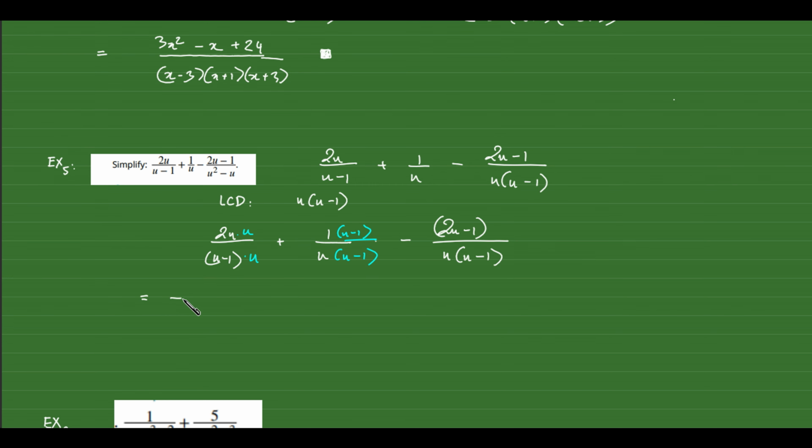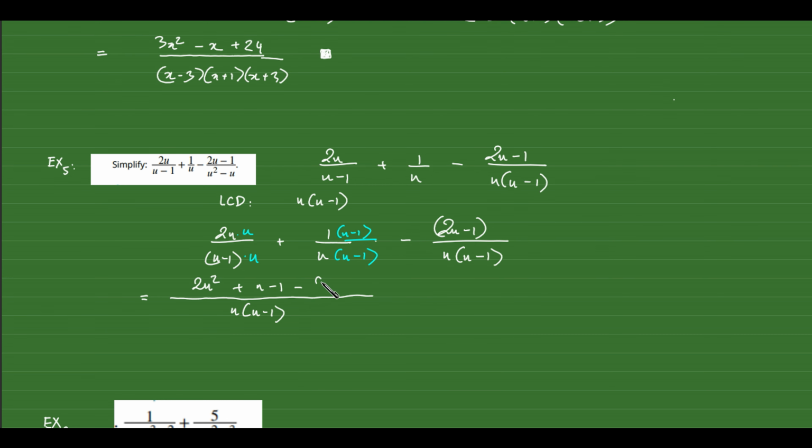Combining into one fraction, so this u minus 1. So 2u times u is 2u squared, plus 1 times u minus 1 is just u minus 1. Negative, you have to distribute the negative in, so negative 2u. Negative times negative becomes plus 1. So you have 2u squared, u minus 2u will be minus u, this cancels out, over u minus 1.